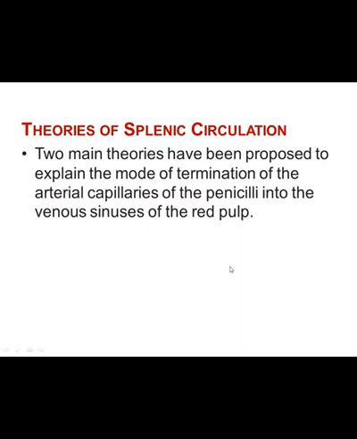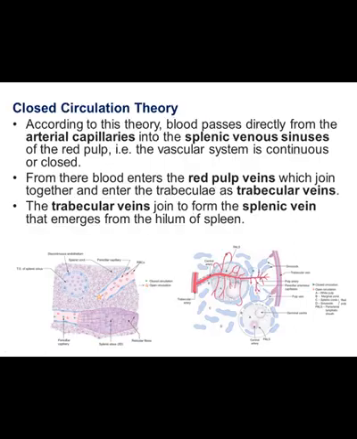Now we come to the theories of splenic circulation. There are two main theories which are proposed to explain the mode of termination of the arterial capillaries of the penicilli into the venous sinuses of the red pulp. First one is the closed circulation theory. According to this theory, blood passes directly from the arterial capillaries into the venous sinuses of the red pulp. That is, the vascular system is continuous and closed.